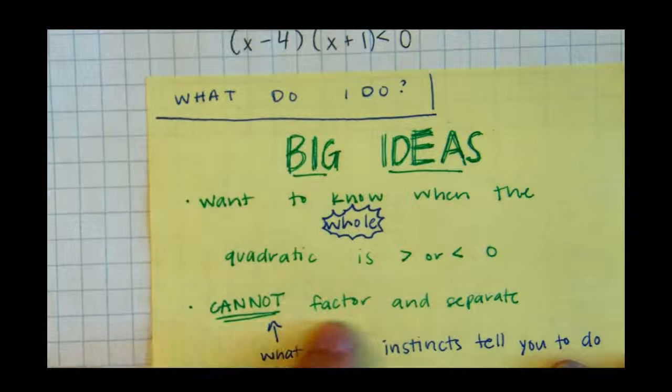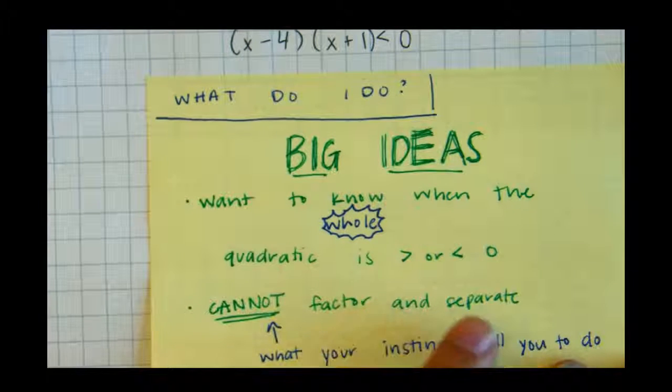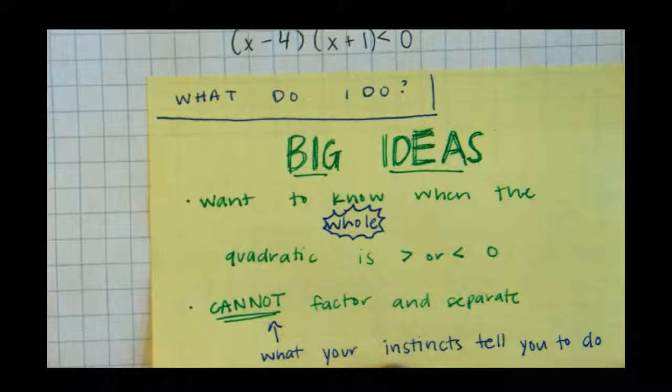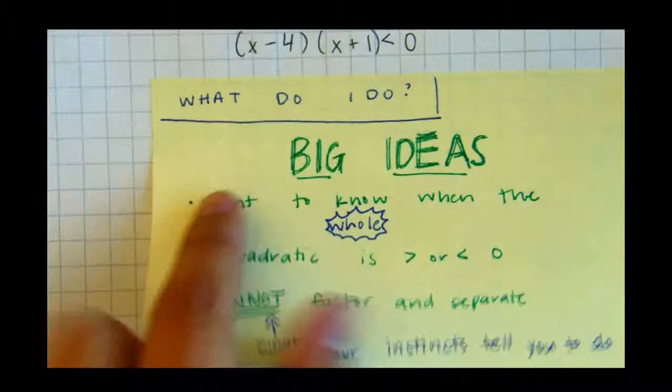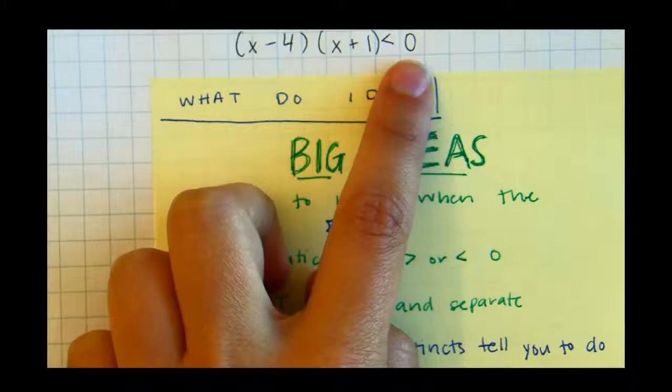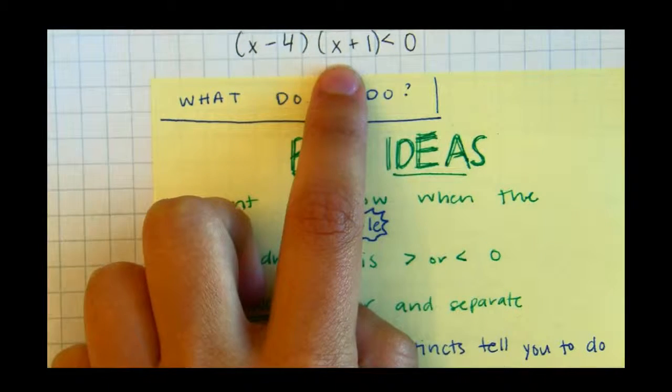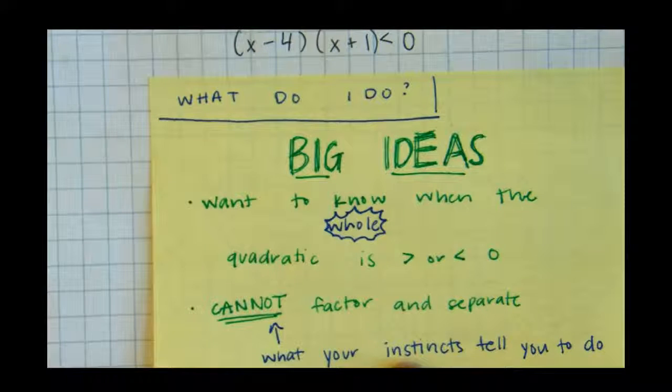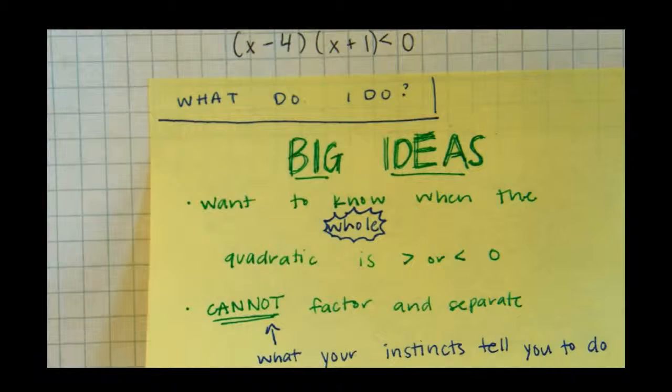And here's a fact of what you can't do. You cannot factor this out and then separate your two factors. This is what your instinct is going to tell you to do. You're going to say, oh, well, I set x minus 4 less than 0 and x plus 1 less than 0. But you cannot do this. So you're going to try something different.